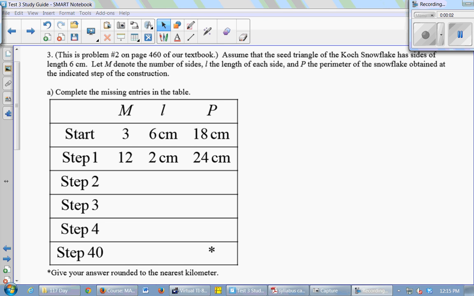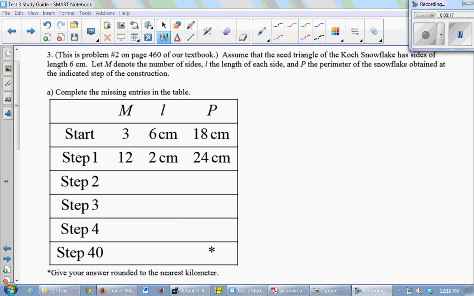We're working with the Koch snowflake. We're starting with a seed triangle that has all three sides of length 6. M is going to be the number of sides, L is the length of each side, and P is the perimeter of the snowflake at each step.